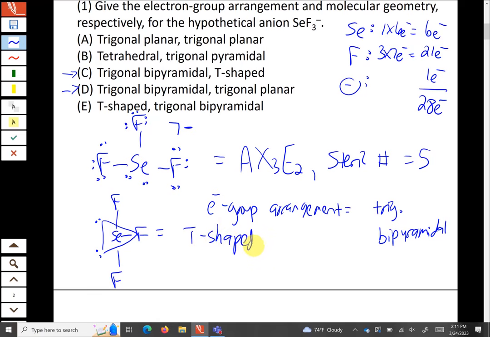All right, so there is a table in the notes if you want to memorize all these combinations. I don't recommend brute force memorization. Try to really be able to start with the electron group arrangement and rationalize the shape in the way that I did. But either way, however you get there, the answer should be trigonal bipyramidal for the electron group arrangement and T-shaped for the geometry.